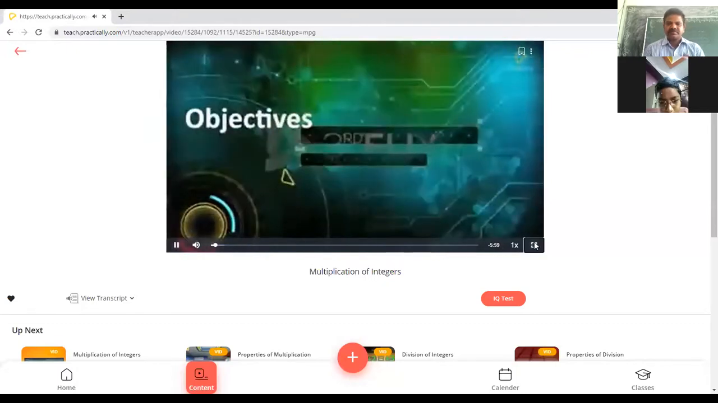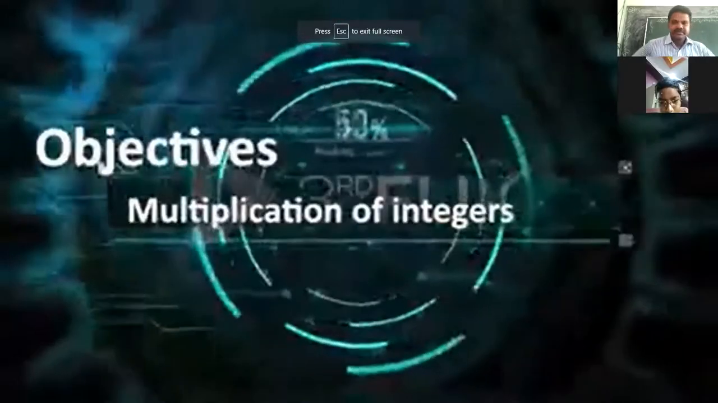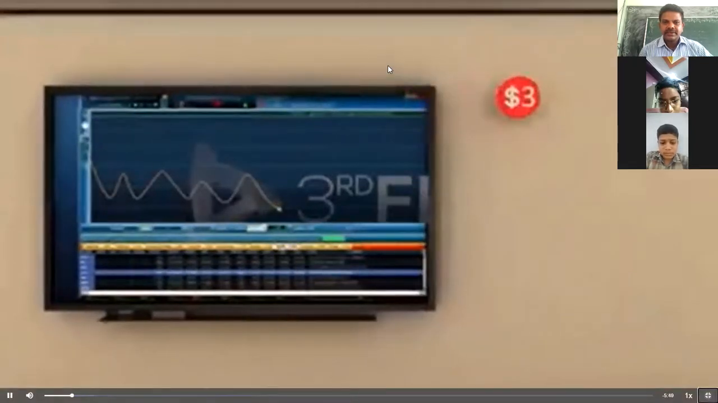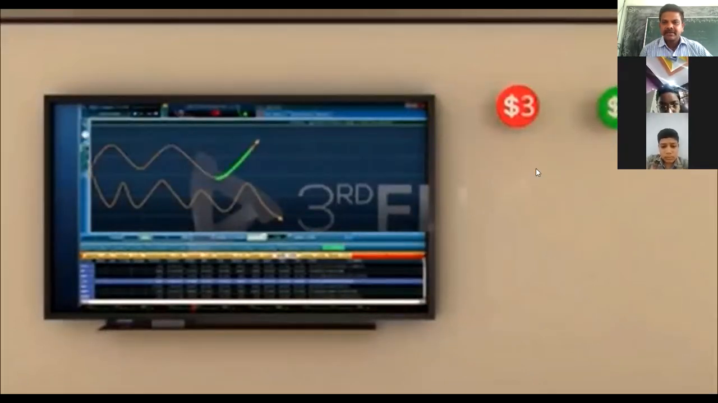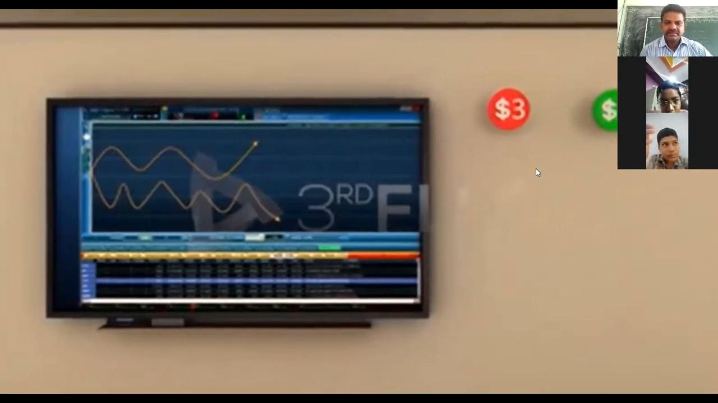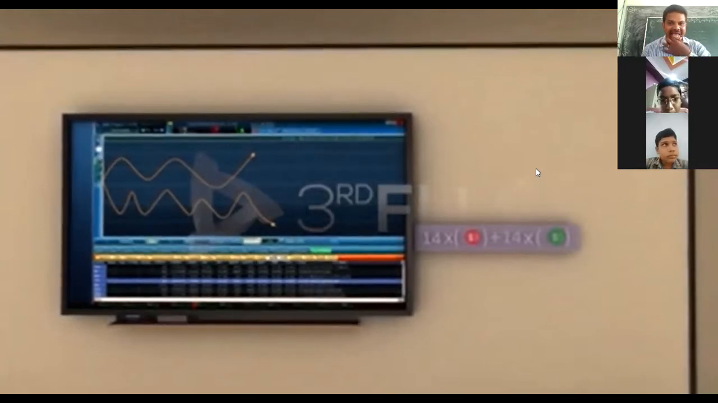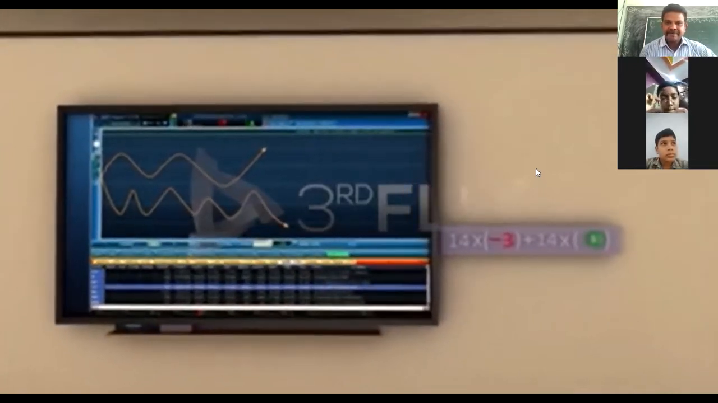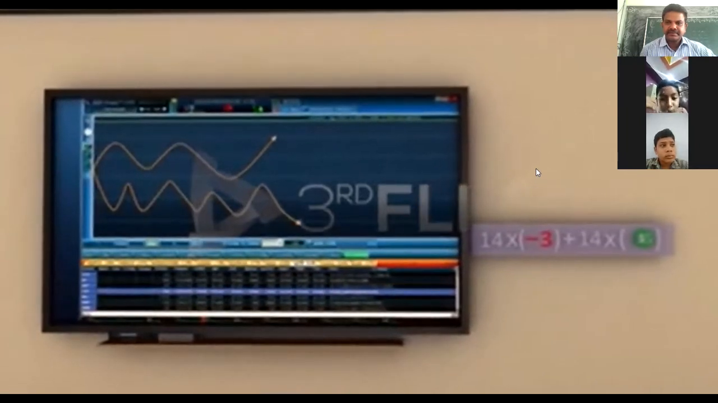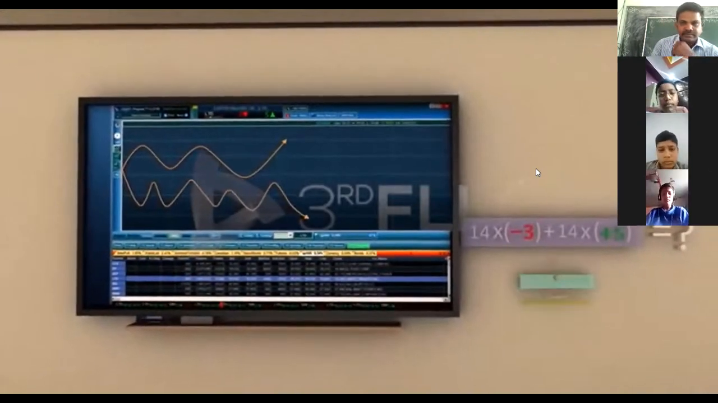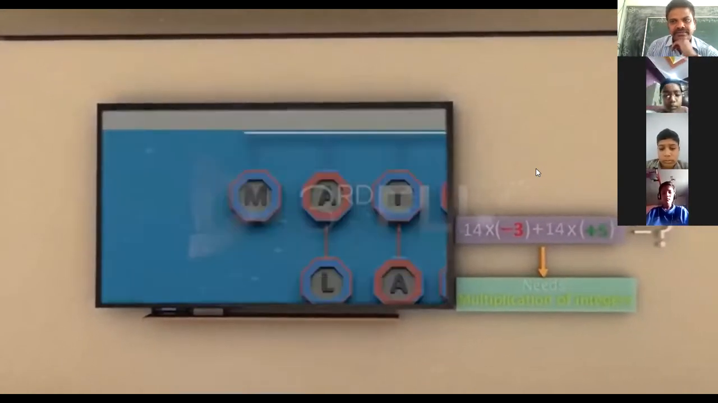Objectives: multiplication of integers. Illustrations. If an investment in a share is incurring a loss of $3 per day and another share is rising with a profit of $5 per day, what is the total loss or profit in 2 weeks? Conventionally, loss is represented by a negative number and profit is represented by a positive number. So, in order to solve such problems, we need to learn multiplication of integers.